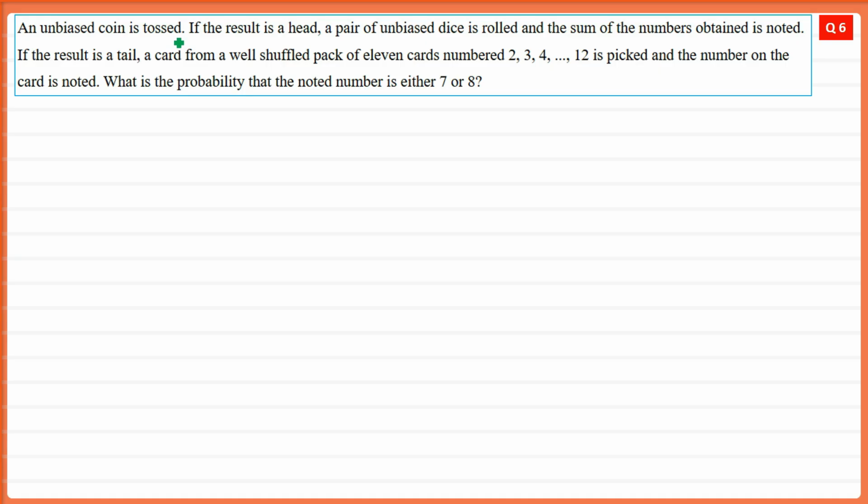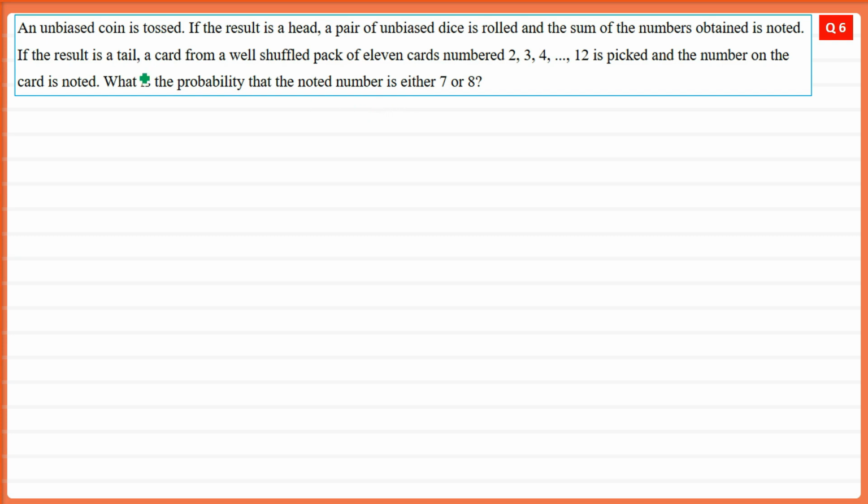An unbiased coin is tossed. If the result is head, a pair of unbiased dice is rolled and the sum of the numbers obtained is noted. If the result is a tail, a card from a well-shuffled pack of 11 cards numbered 2 to 12 is picked and the number on the card is noted. What is the probability that the noted number is either 7 or an 8?